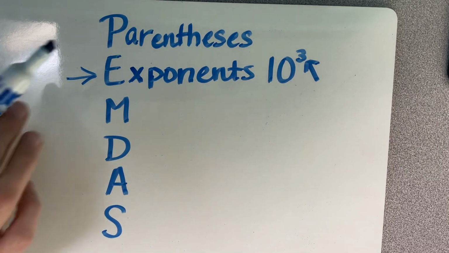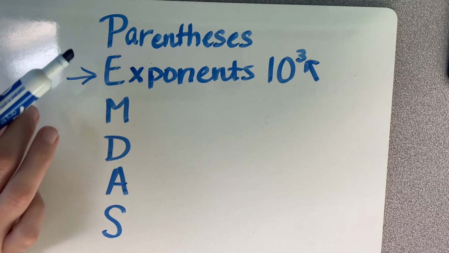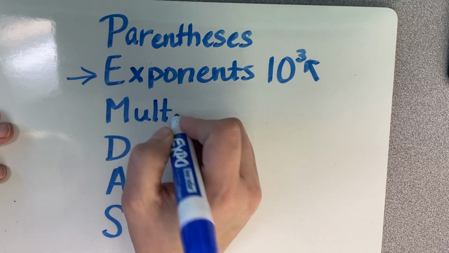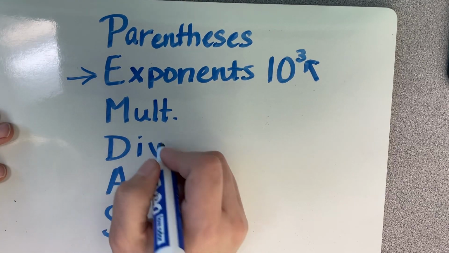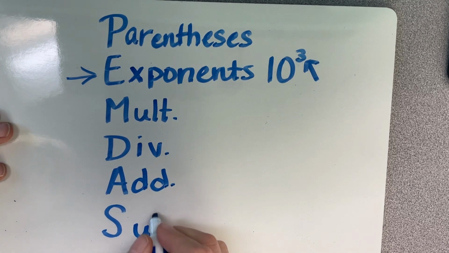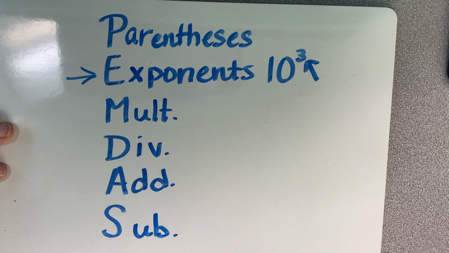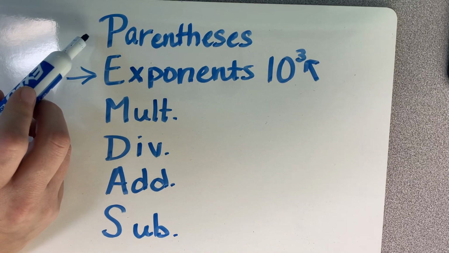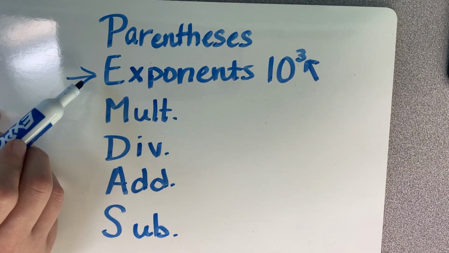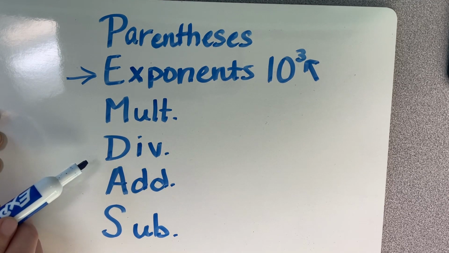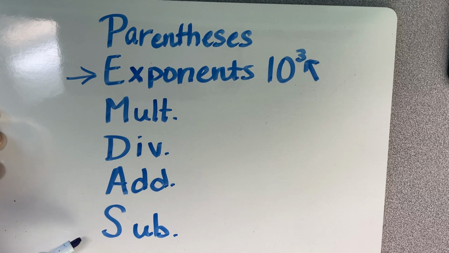So we deal with our parentheses first, then we do exponents, then multiplication, then division, then addition, and then subtraction. So this is the order of operations when we solve a math equation. We always do everything in the parentheses first, then we deal with exponents, then our multiplication, our division, our addition, and our subtraction.